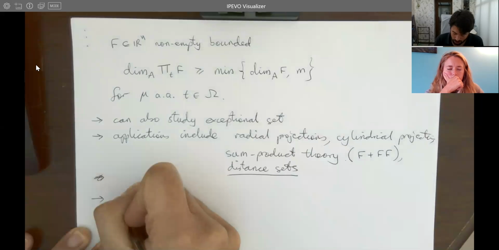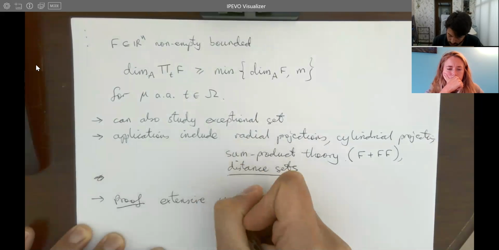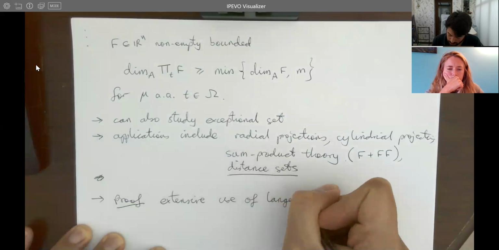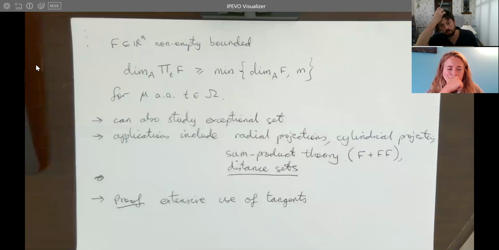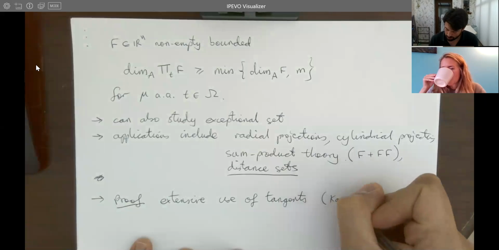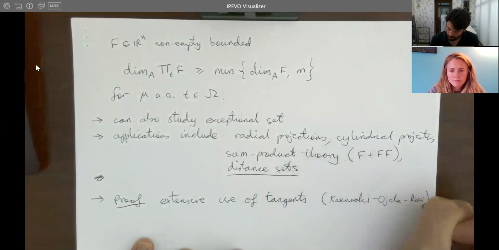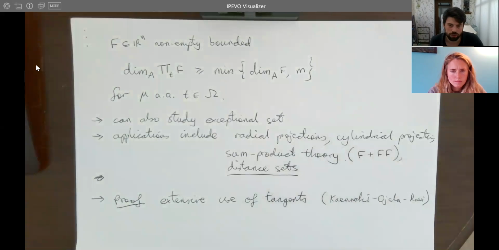So how does the proof of this work? It makes extensive use of tangents. The Assouad dimension I'll talk about in more detail when I talk about how to prove the distance set stuff. But to prove this, it makes extensive use of tangents, and in particular the characterization of the Assouad dimension as the supremum of the Hausdorff dimension of tangents. This is an extremely useful result due to Käenmäki, Ojala, Rossi, and also ideas of Furstenberg. Some form of this theorem goes back to Furstenberg.